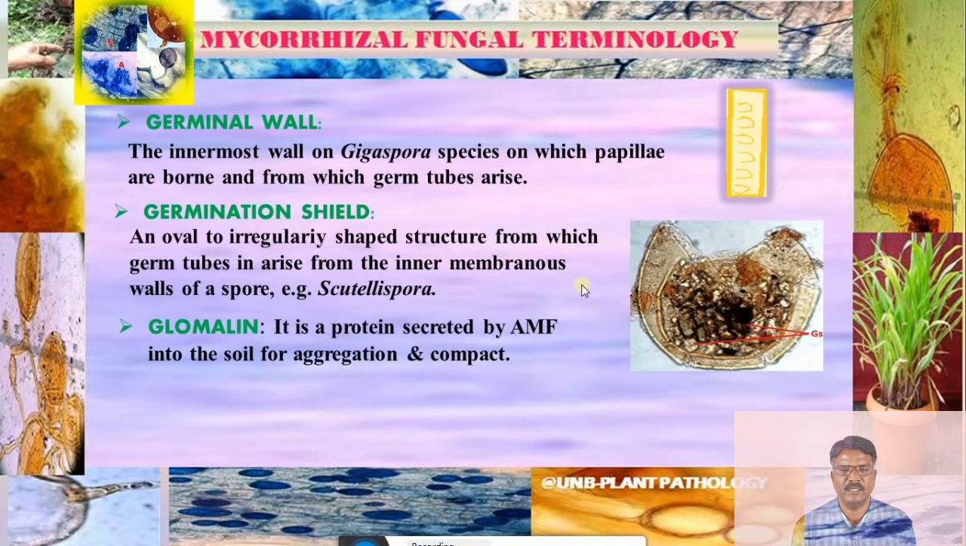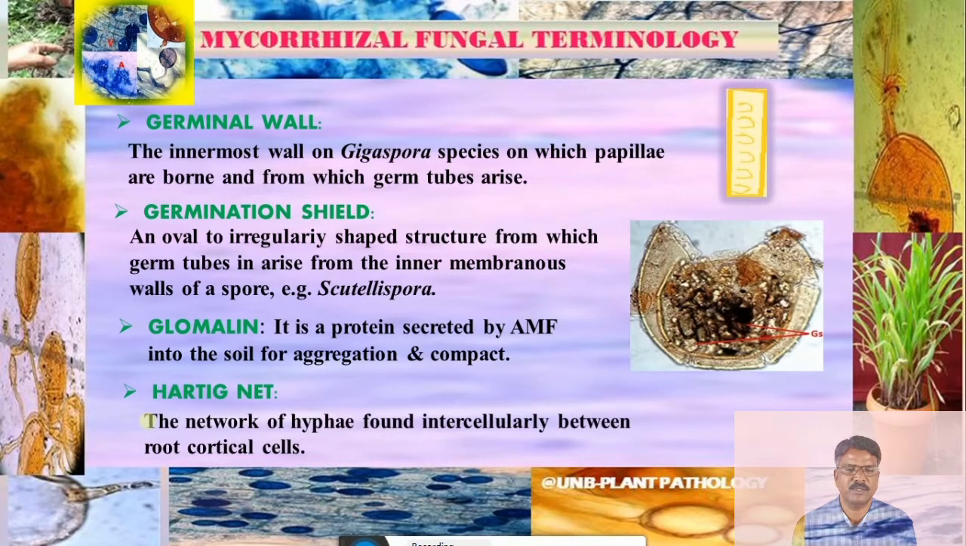Then glomalin is a very important thing. It is a protein secreted by arbuscular mycorrhizal fungi into the soil for aggregation as well as compaction. So this is a very important protein, known as glomalin. Then the Hartig net is nothing but the network of hyphae found intercellularly between the root cortical cells. So this is the terminology.